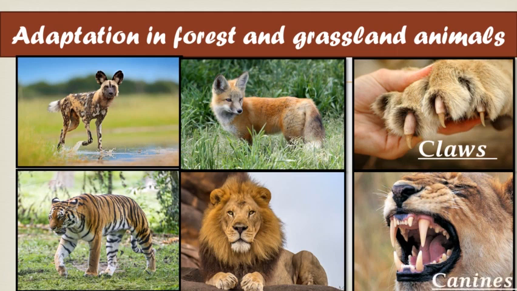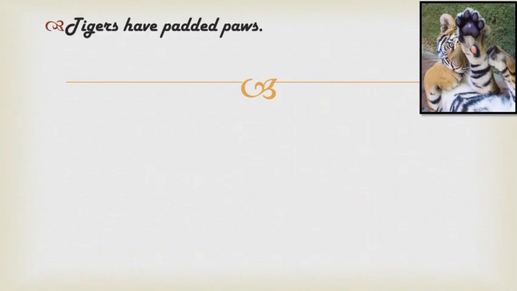You can observe the claws in the right hand side picture. Claws means their sharp nails, and canines means you can observe the four long teeth of a lion. What is the function of these canines? These canines are used to hunt other animals and eat them. Now students, tigers have padded paws. You can observe in the picture alongside, they have padded paws, and this enables them to silently stalk their prey and capture it very easily.